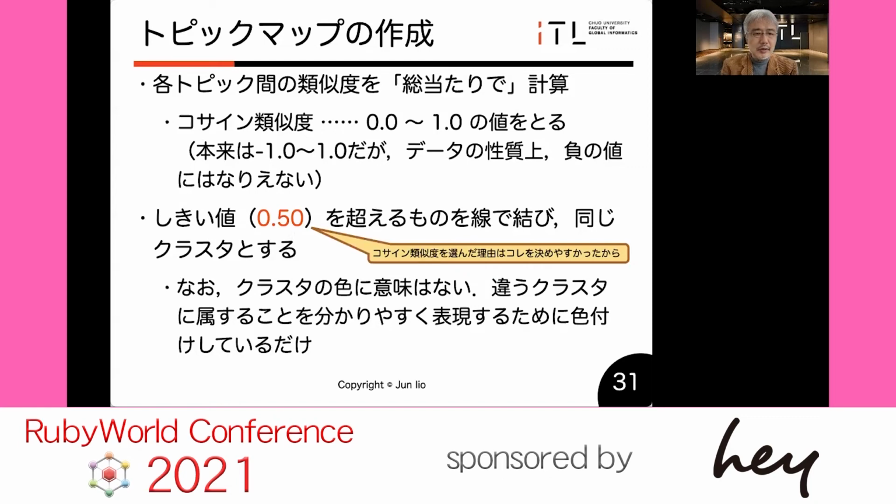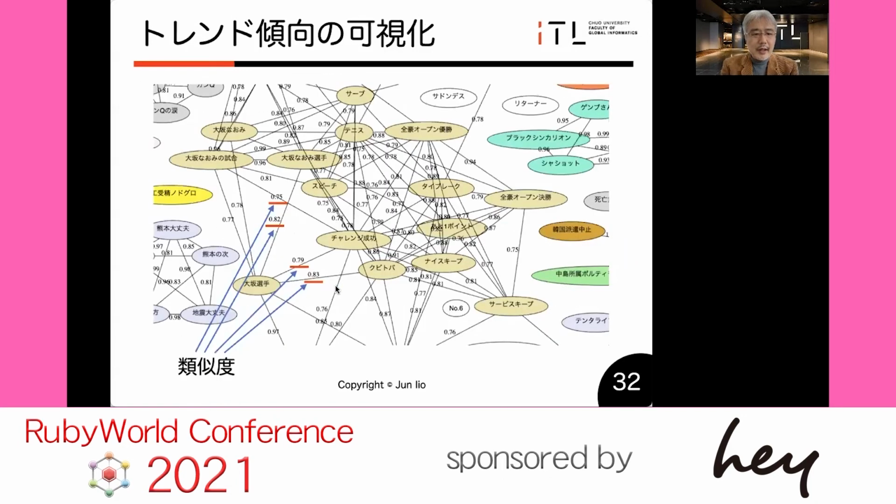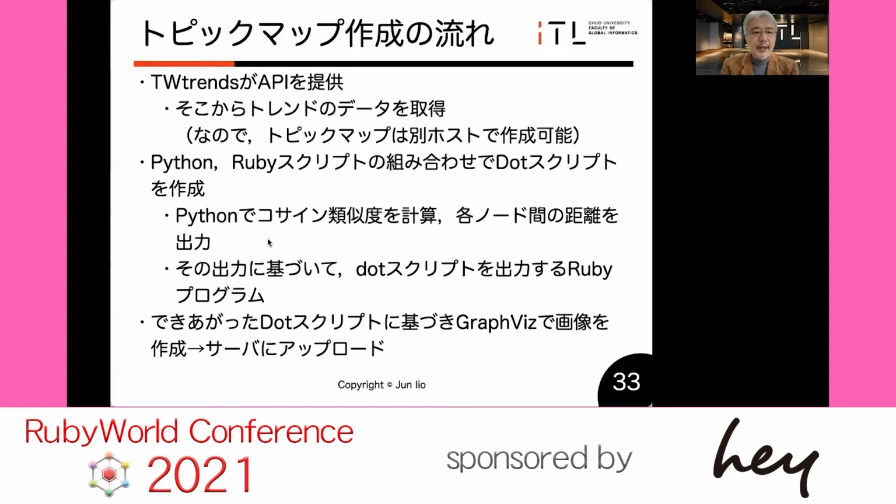And the color of the cluster doesn't mean anything, just for the visual effect. So this is how the trends are shown. The connecting line shows the level of similarity or relationship. And to create a topic map, the Twitter trend provides an API, so the computation can be done outside.